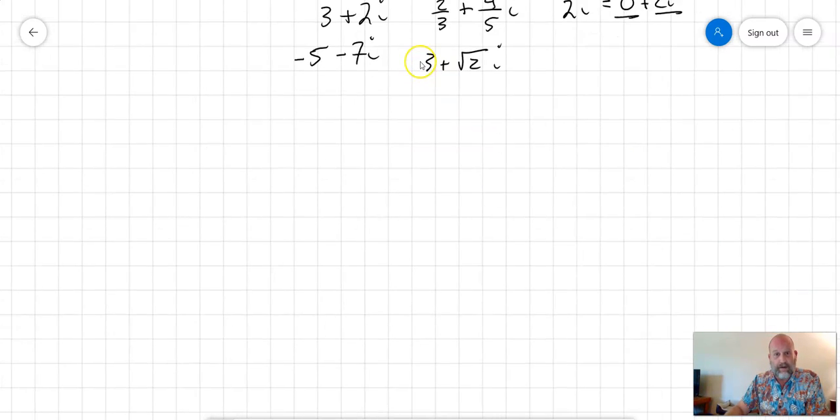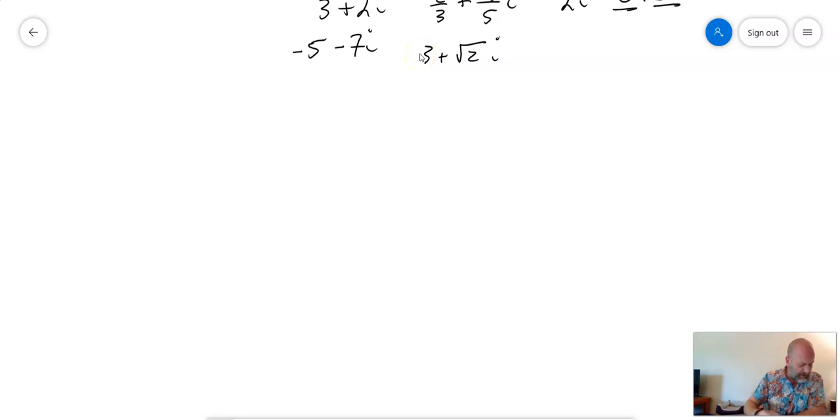So let's go ahead and try a couple of these. Let's say I wanted to take the square root of negative 98. Okay, so first things first, let's pop its i out. Right, so it's the square root of 98 times i. So now all that's left for me to do is simplify the square root of 98.